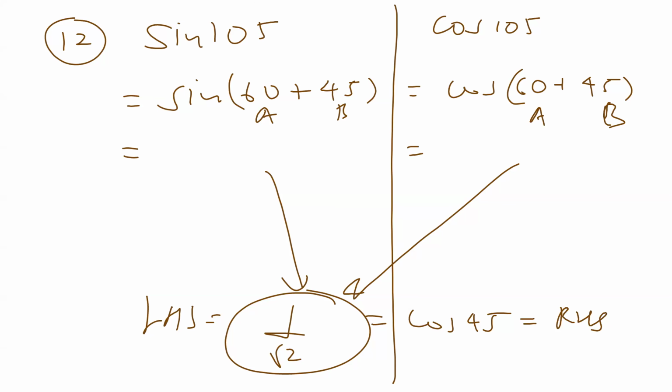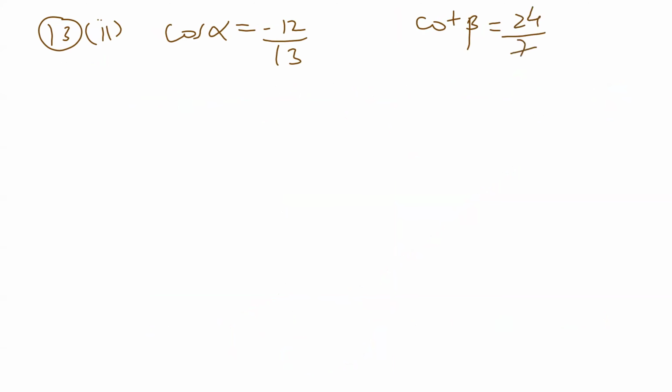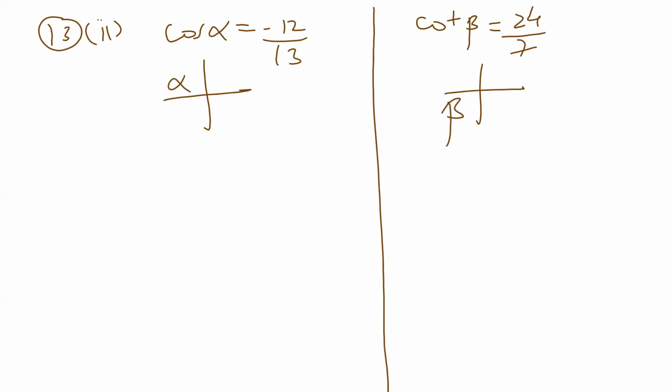13, sub question 2. Yeah, reading the problem is very important over here. Sin alpha plus beta, cos alpha plus beta, tan alpha plus beta is required. The second sub question says cos alpha is equal to minus 12 by 13 and cot beta is equal to 24 by 7. Now see, alpha is in the second quadrant and beta is in the third quadrant. We are not assuming, they are mentioning it in the problem. So we'll do this triangle method.